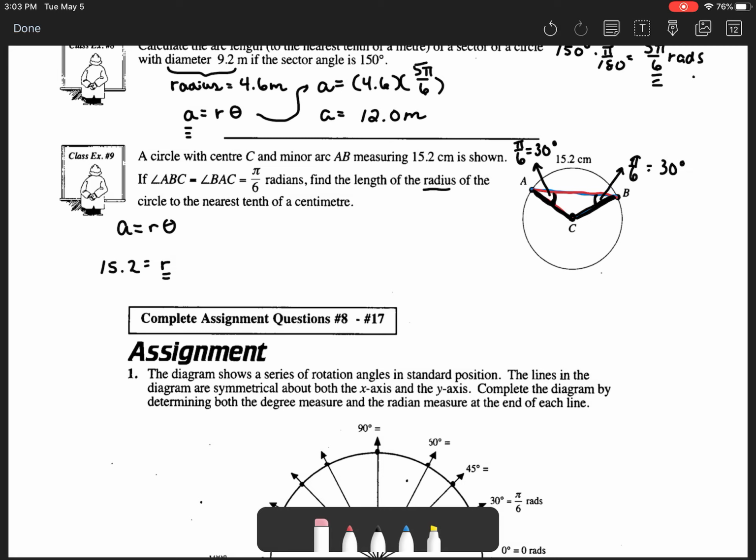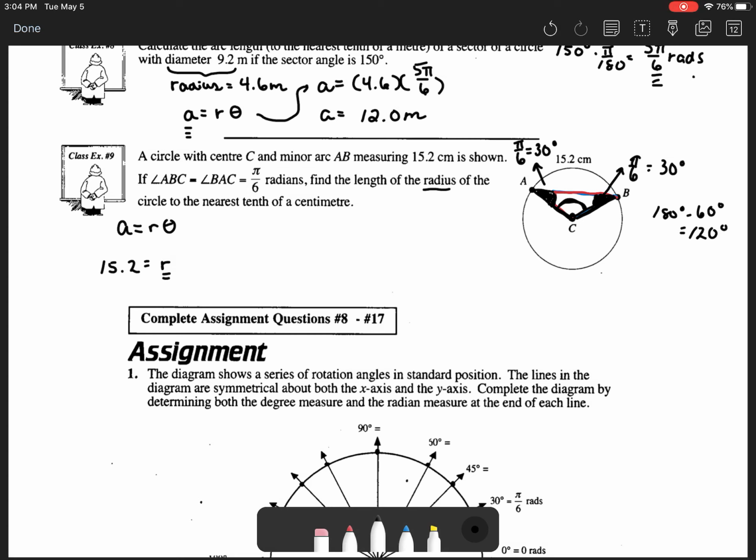Now, we know that inside any triangle, there are 180 degrees. So if I take away this angle in here, which is 30 degrees, and I take away this angle in here, which is 30 degrees, that's subtracting 60 degrees. So 180 degrees minus the 60 degrees, that's 120 degrees that are left. So that means this is 120 degrees.